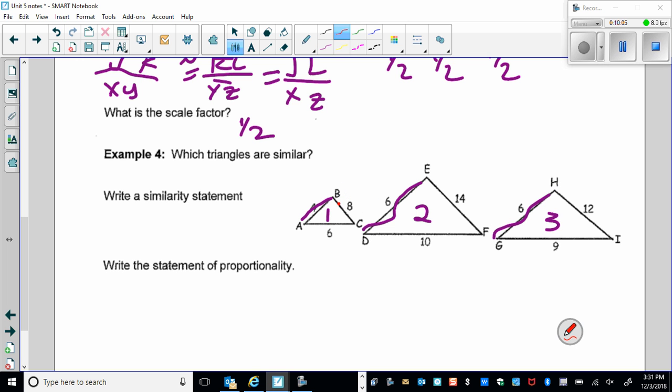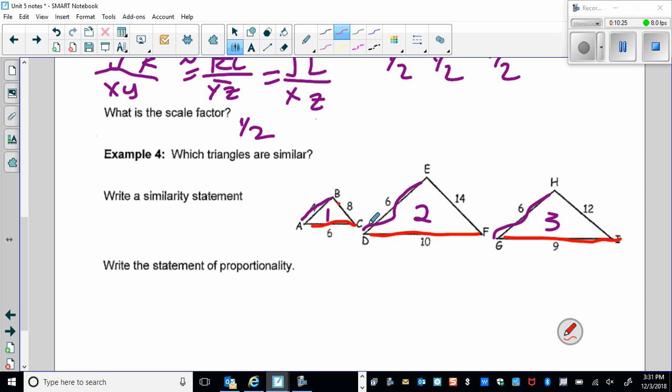Then the next one is 6. The next one is 10. I'm just looking at the least, medium, and the largest, and this is 9. So that should be enough. So 4 over 6 is the same as 6 over 10. If that is the case, then 1 and 2 are similar.